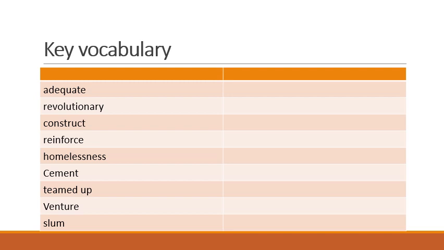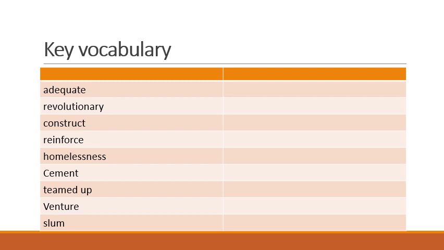And then we have cement. Cement is a kind of material or substance that builders use when they construct buildings. We say it in Arabic as cement. And then we have teamed up. Teamed up means to work together, to cooperate together, to collaborate together. And then we have venture. Venture is like the word project. You know the word project or enterprise. Venture, enterprise, or project, they have the same meaning.